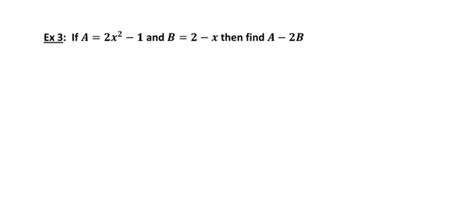All right, this one is a little different. It says if A represents the polynomial 2x squared minus 1 and B represents the polynomial 2 minus x, then find the value of A minus 2B. Well, I'm simply going to substitute in place of the A, I'm going to put that 2x squared minus 1. And from that, I want to subtract 2 times the value of B, or 2 times 2 minus x.